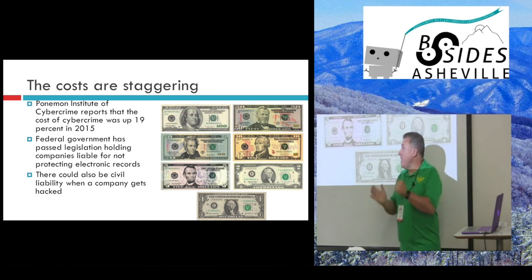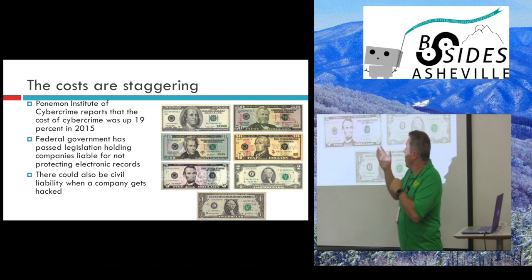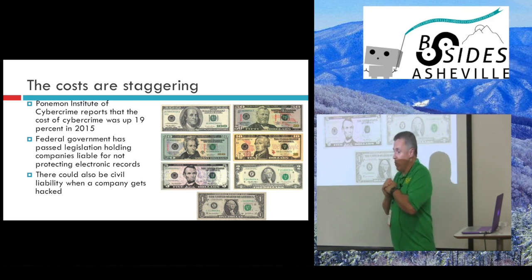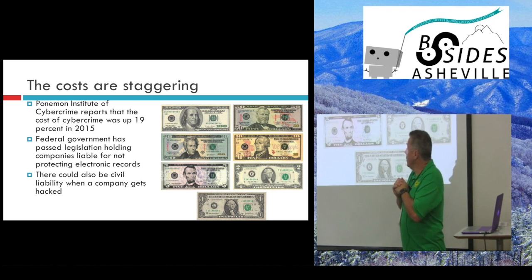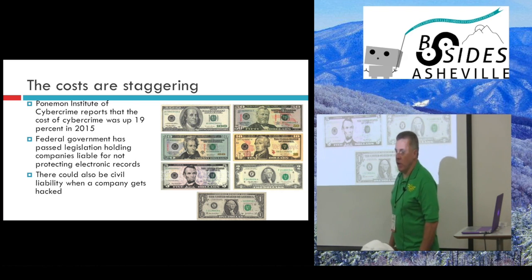And as far as the effect on the economy, reports say that the cost of cybercrime was 20% more than it was in 2014, so 20% higher. It's probably going to be higher than that this year. The federal government has passed legislation holding companies liable. HIPAA, for example: if you expose medical records and you were negligent in doing so, it can cost you $10,000 per record. So $10,000 per person affected.